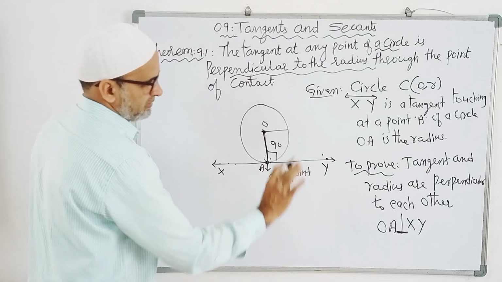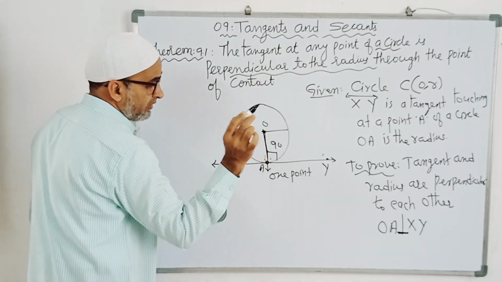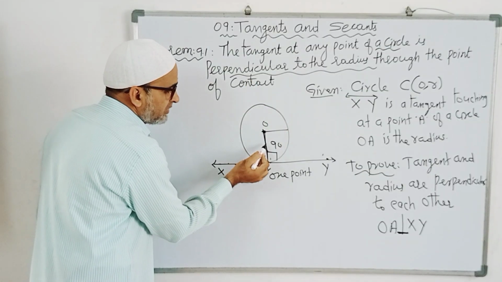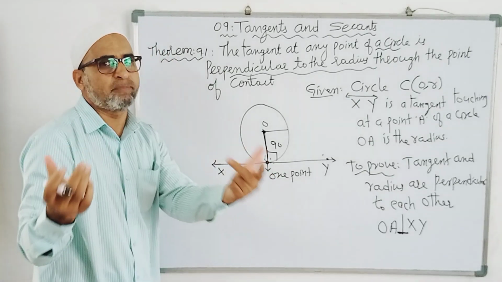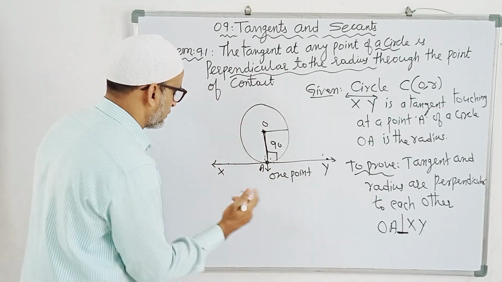Okay, next, this much only. Whatever in exam he will ask you what is the relationship between radius and tangent, which you should say they are perpendicular to each other. That much only. Next is note.